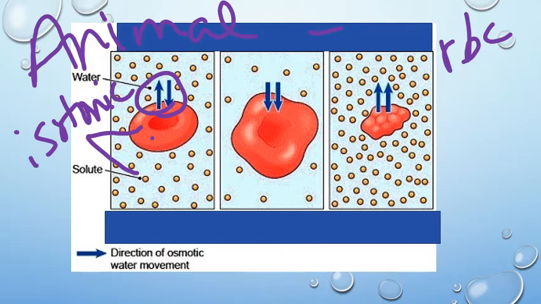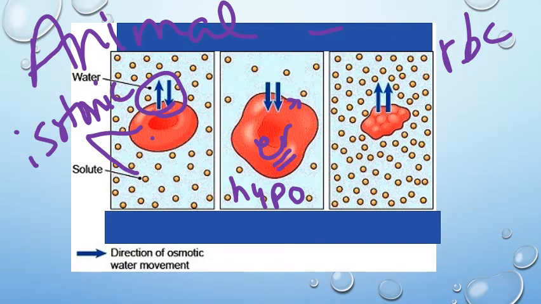All right, this one. I have a lot of arrows going in, and I'd have to have a tiny little arrow going out because solutions are in constant motion and some is going to go out. But the overall net movement is water going into this cell. That tells me that the solution out here is hypotonic and that my cell is hypertonic.